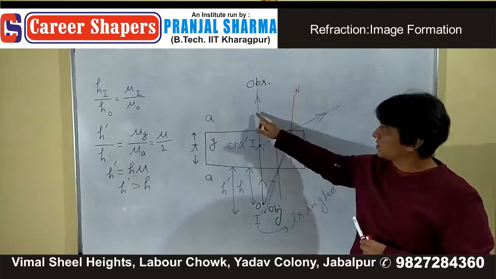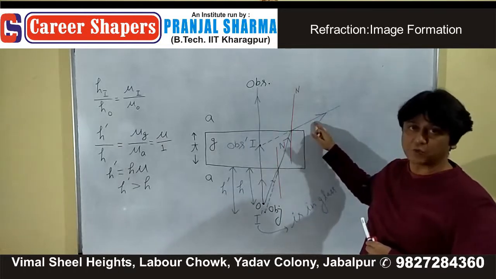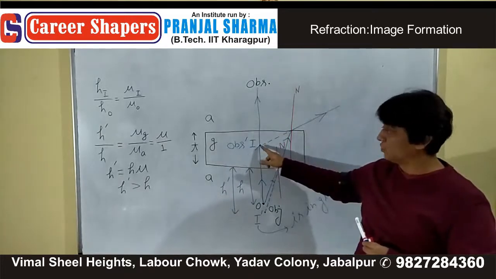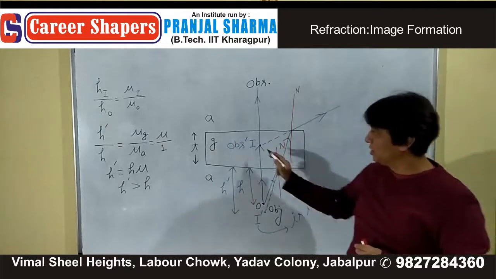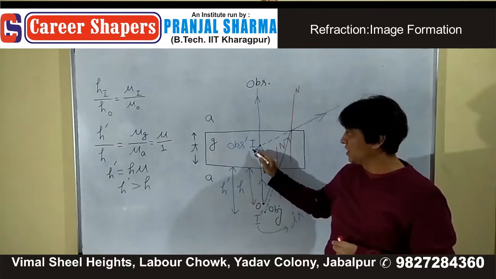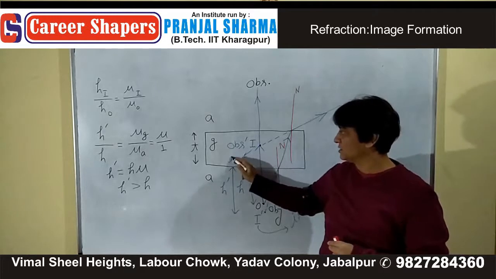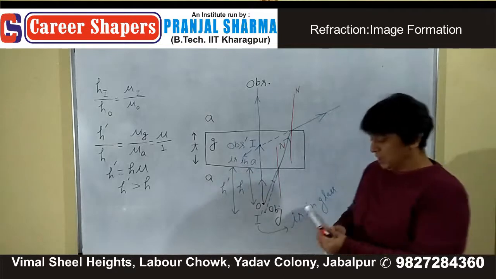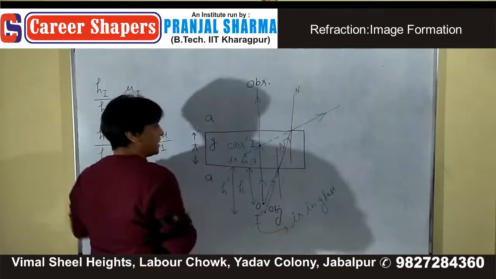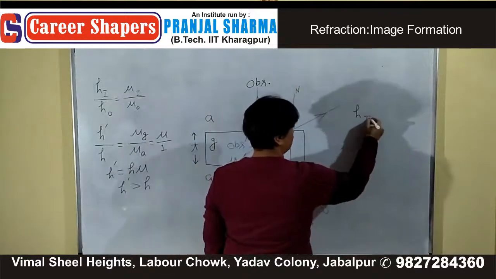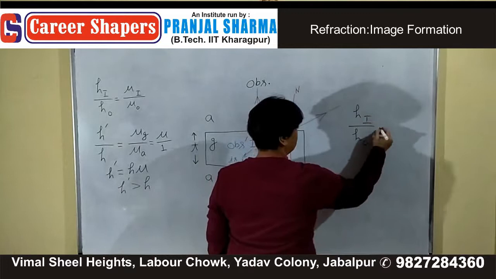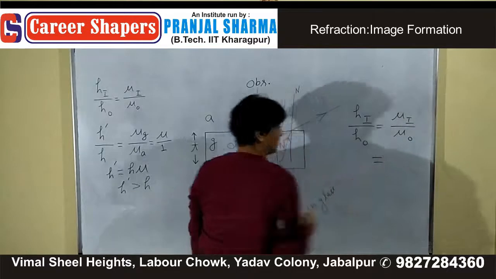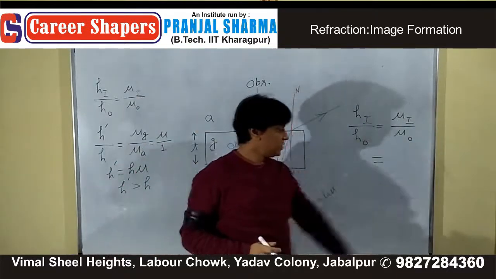Now, this ray and this ray, they are in which medium? Air. And therefore their intersection will also take place in which medium? Air. Which means you already have information of I. This I is in air. So if you apply the same formula again, Hi upon Ho equals mu I upon mu O. Now let's decide the right hand side first.